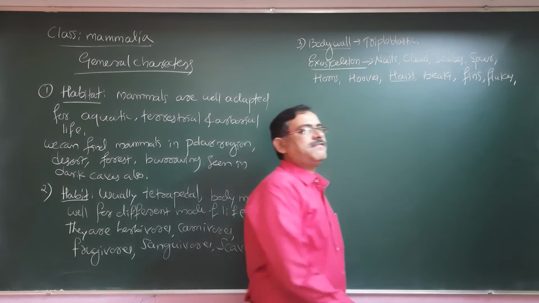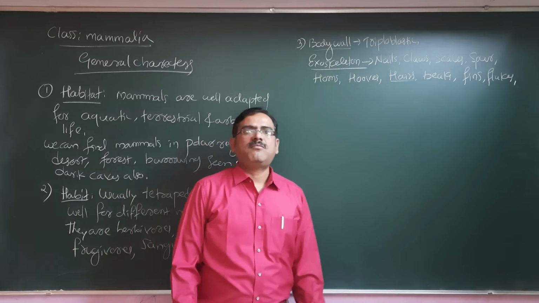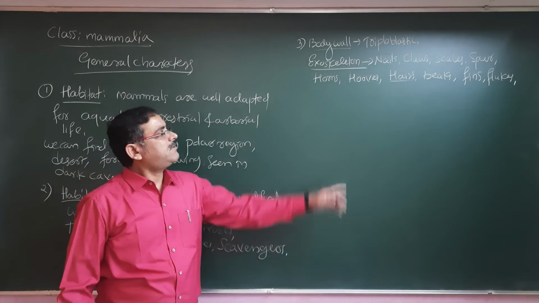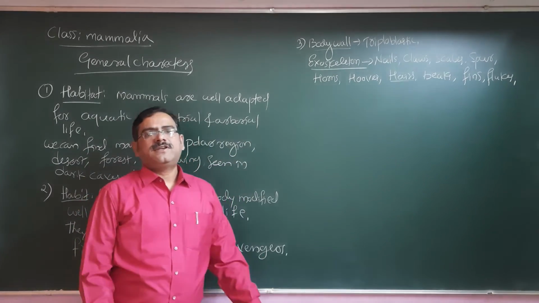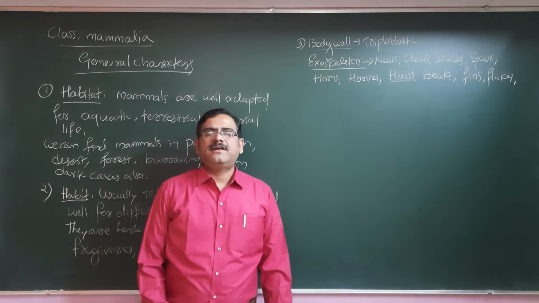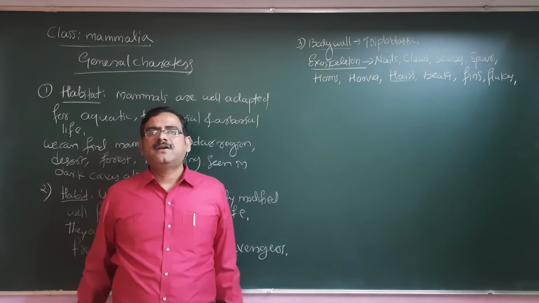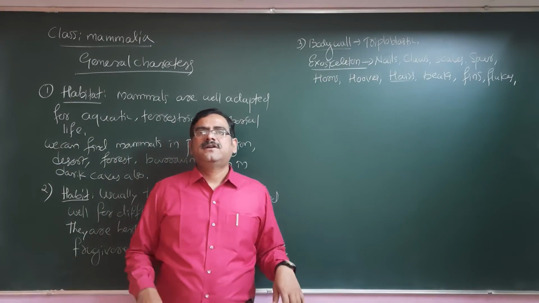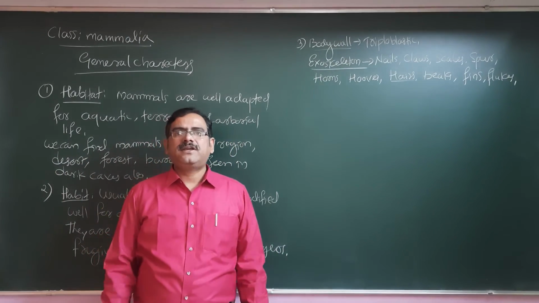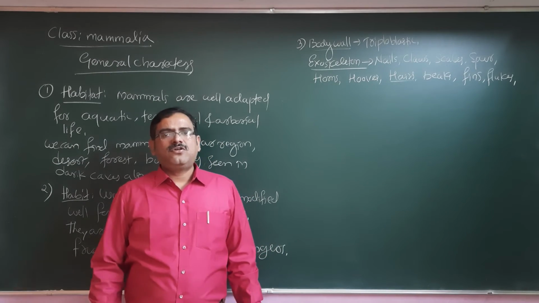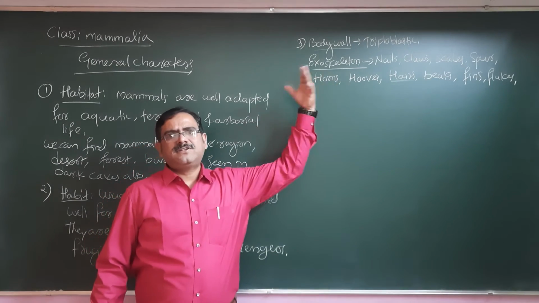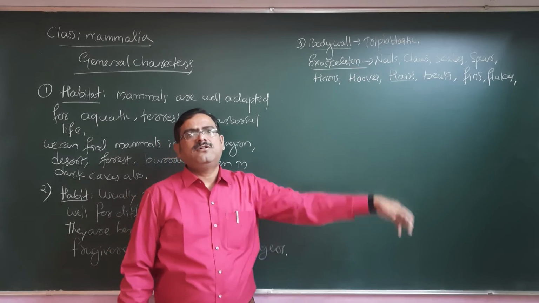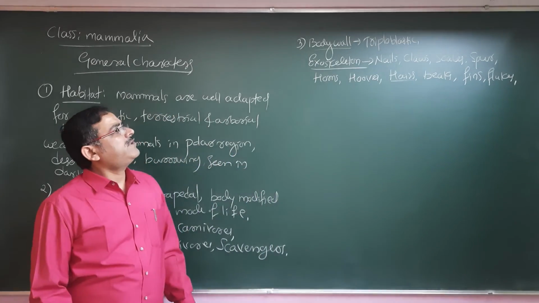So these are different kinds of modifications of the body wall that you can see here. When you talk about exoskeleton, you can find mainly the horns in the animal, the hairs, the hooves, the claws, the nails, and the scales. So there are lots of exoskeletal modifications. These are mainly what we can say.